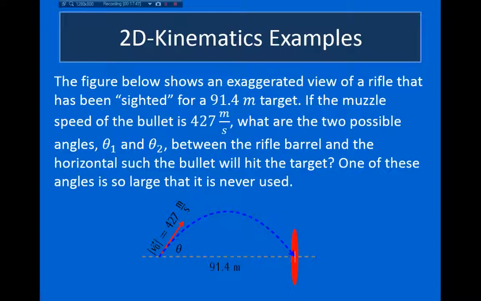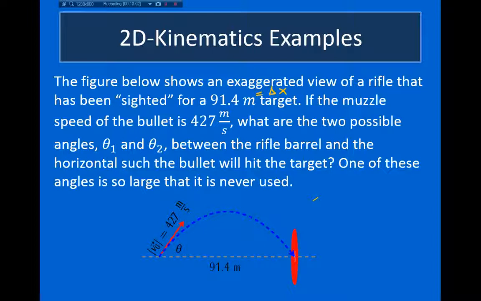So, again, the first thing we want to do is look at this and see what are our known and unknown values. So the target is 91.4 meters away. So this is how far the thing's going to travel in the x direction. So we know that delta x is 91.4.